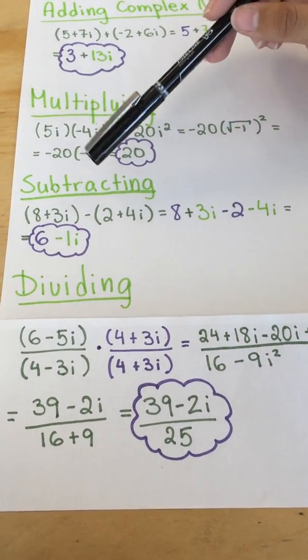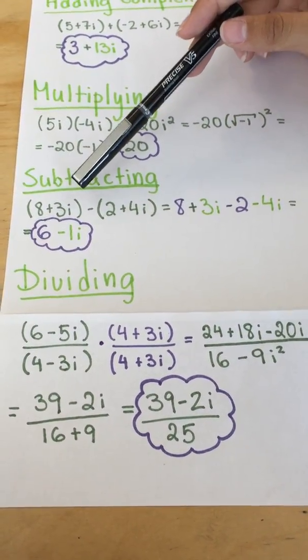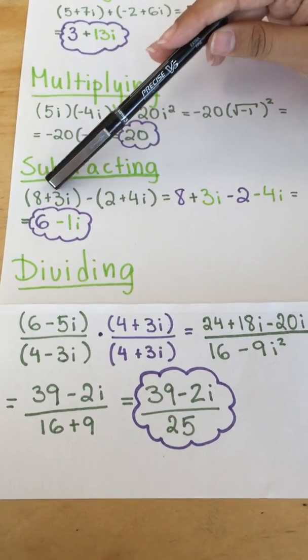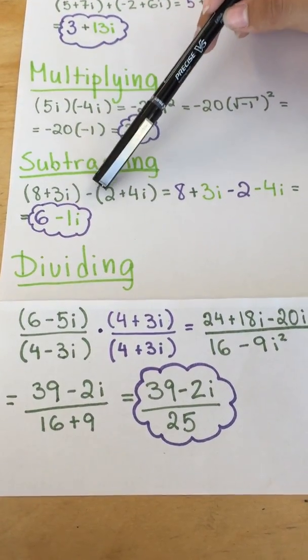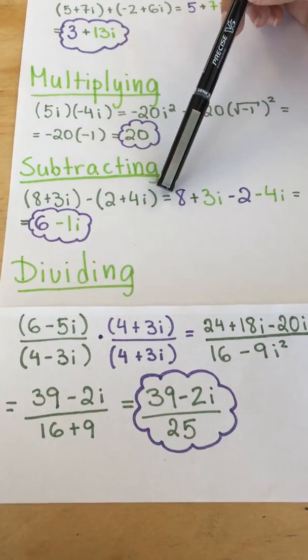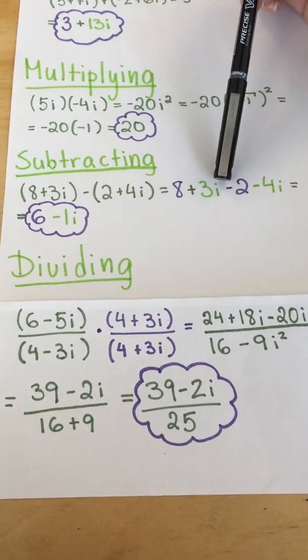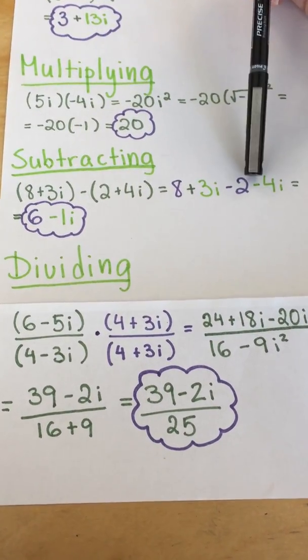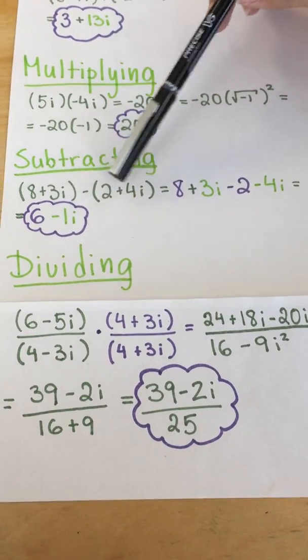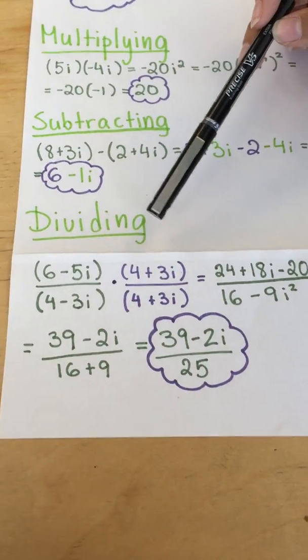For subtracting, it's the same as adding, just across. So you have 8 plus 3i minus 2 plus 4i. 8 minus 2 equals 6. And 3i minus 4i is negative 1i, so you have 6 minus i.